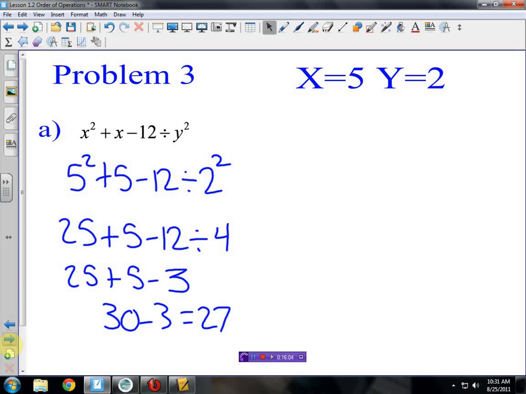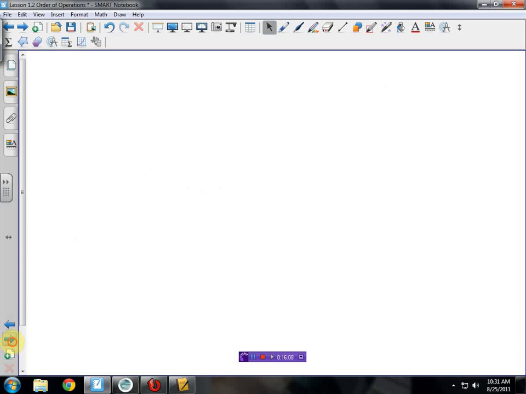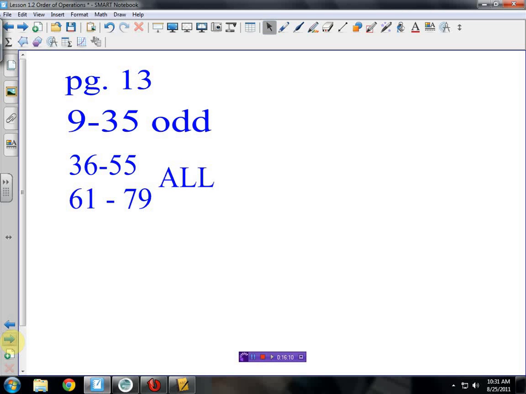Any questions so far? All right. So the order of operations is basically what we're going to be doing. Looking on page 13, we have 9 through 35 all, then 36 through 55, and 61 through 79 all. All right. Have fun.